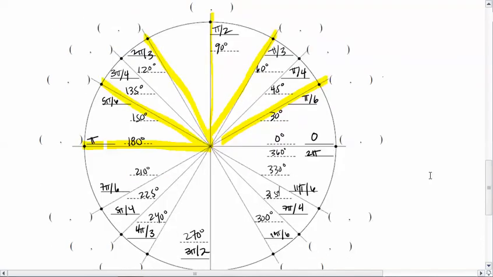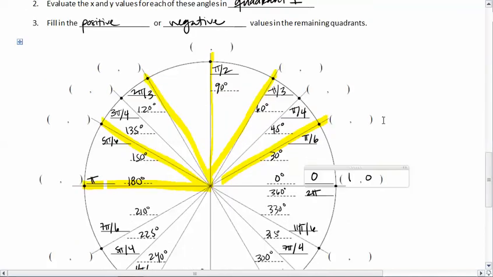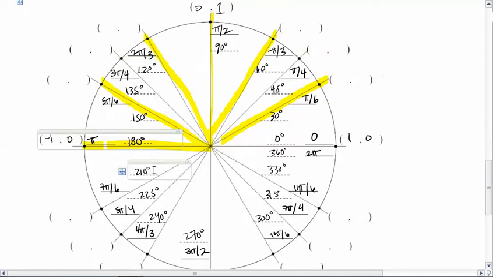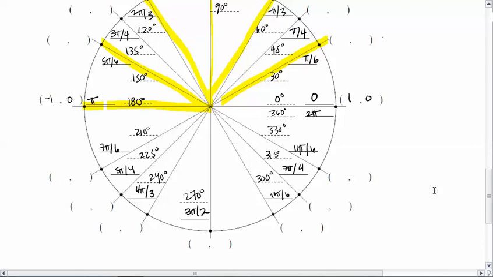Some of the most obvious ones are our x and our y values at our 0, our pi over 2, our pi, and our 3 pi over 2. So those are going to be 1, 0. Obviously, we are at x equals 1, y equals 0 at 0 degrees. Up at pi over 2 degrees, we are 0 on the x, 1 on the y. At pi, we are at -1 on our x, 0 on our y. That's 180 degrees, or pi radians. And then at the bottom here, we're at 0 on our x, -1 on our y.